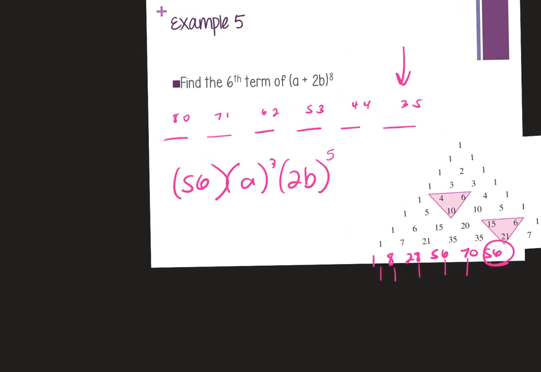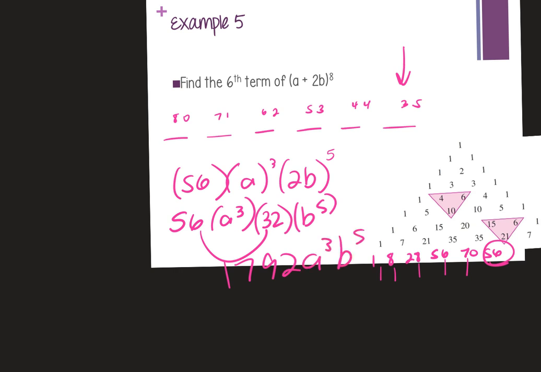On the homework, you know how WebAssign will make the numbers big, and it will give you a number that is different from somebody else. If you have to use a calculator, use a calculator. But when it comes time to the test, they are manageable. I took your test without the calculator. This is 32 B to the 5th, and then we multiply those together. 56 times 32 is 1,792. A to the 3rd, B to the 5th is what you should get.